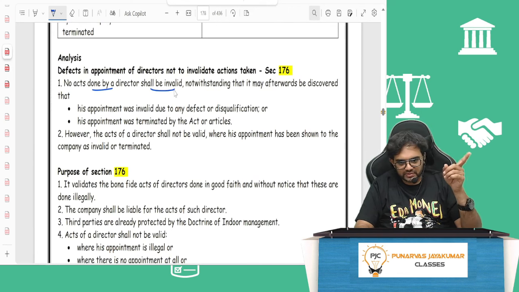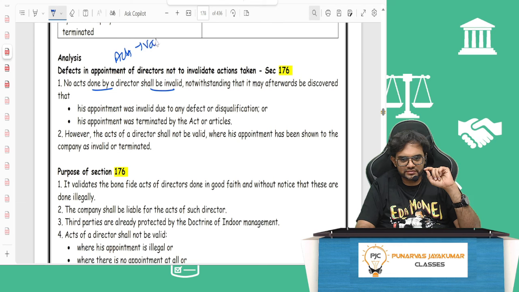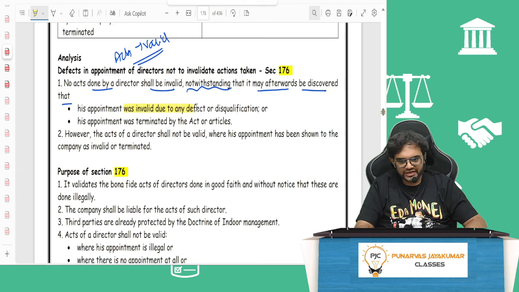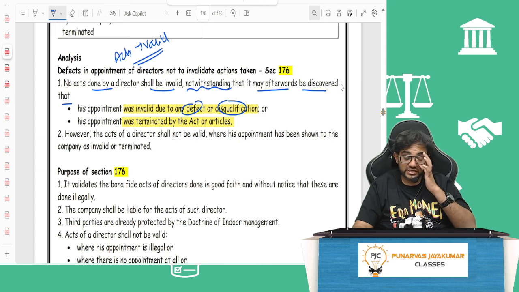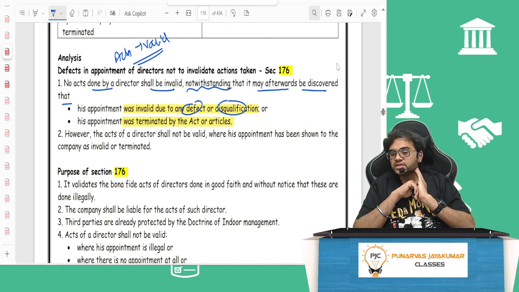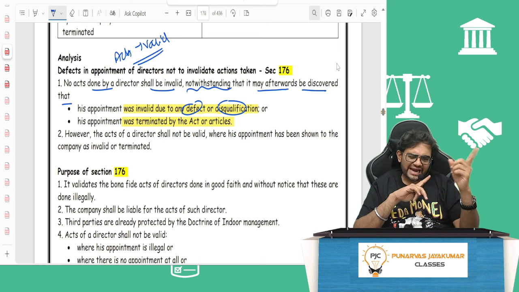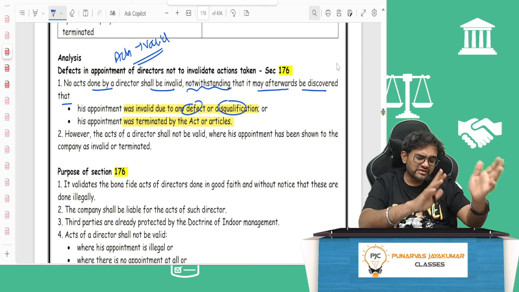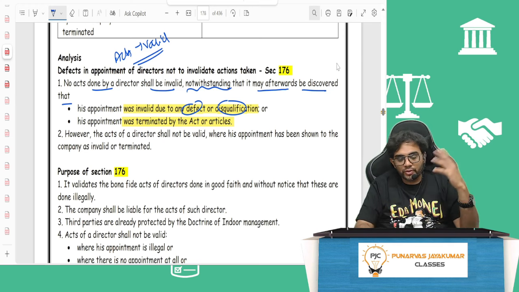No acts done by the director shall be invalid. Means acts will be valid, notwithstanding that it may afterwards be discovered that his appointment was invalid due to any defect or disqualification, or his appointment was terminated by the act or articles. So later the statutory auditors showed that his appointment was invalid because there was a defect or disqualification. Since his appointment was invalid, will it make the acts invalid? No. Acts are valid. His appointment was terminated by the act.